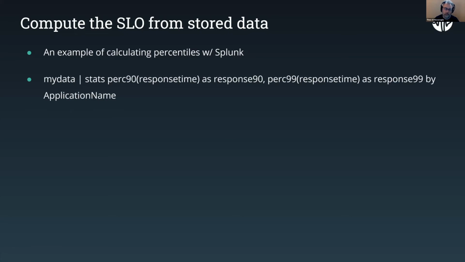A great example of how to do this with something like Splunk is you take your data set and you say, give me the perc90 as response90 and perc99 as response99, and group it by application name. And what that will effectively do is give you a 99th percentile over that data. It's super, super simple.